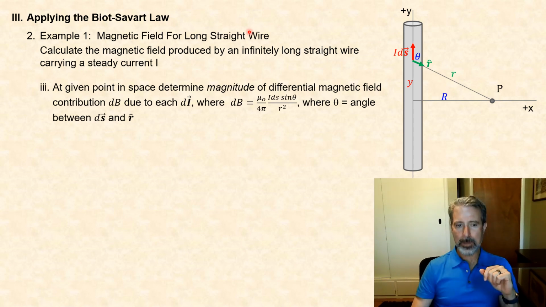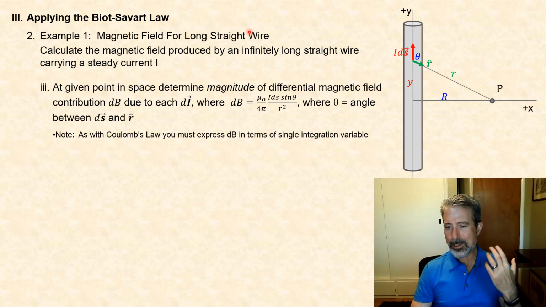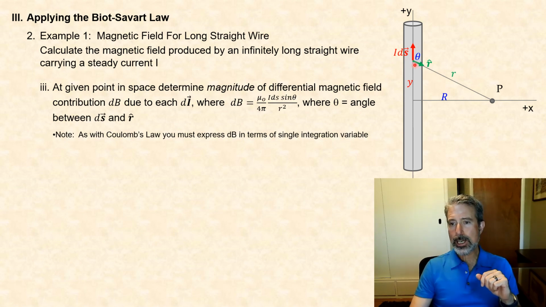As we've said before, the goal is to be able to get a single integration variable. So I want to point out here, notice the angle theta. That is the angle between the vector ds and the vector r hat. And when we take the cross product of ds and r hat, we end up with the magnitude of ds times the magnitude of r hat, which is just 1, it's a unit vector, times the sine of the angle between them. So we've got to get a single integration variable.